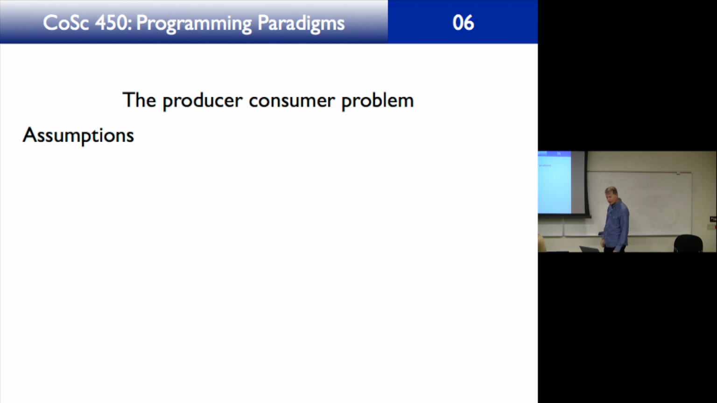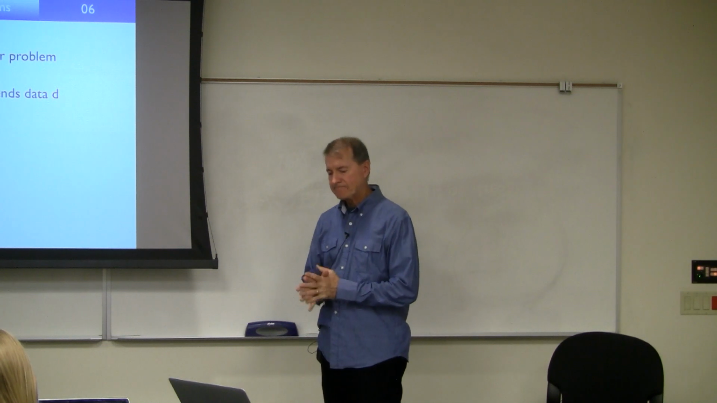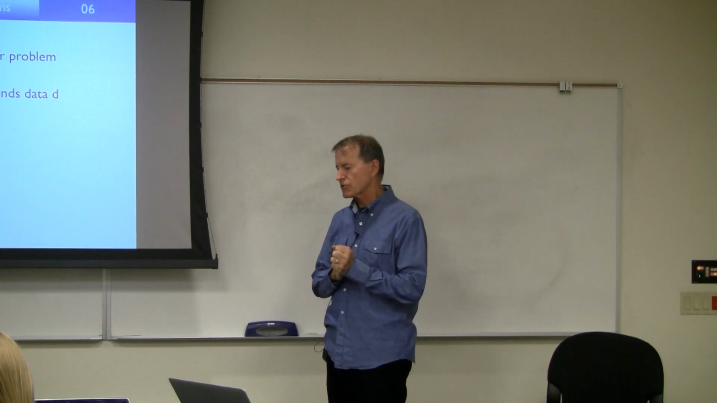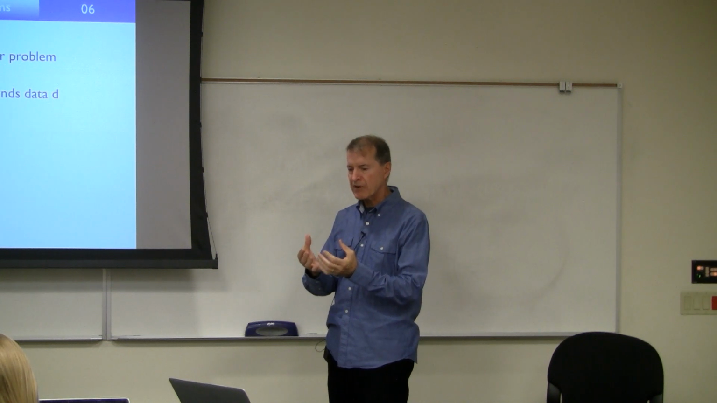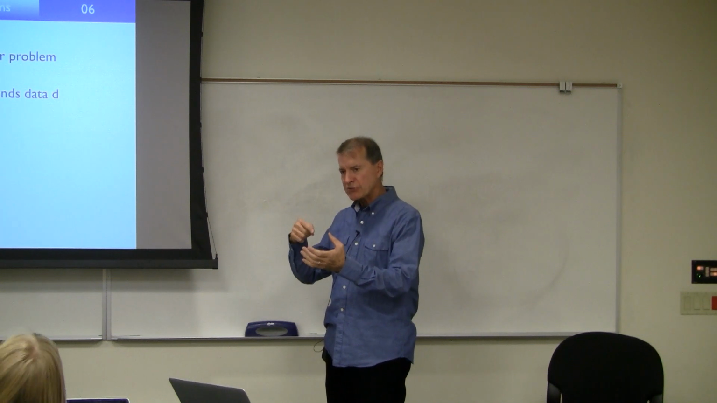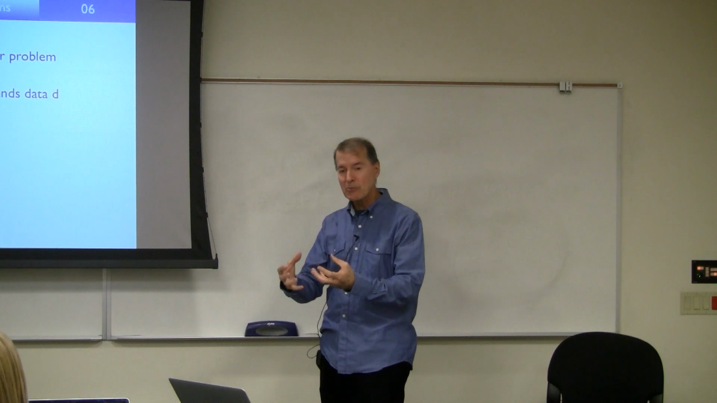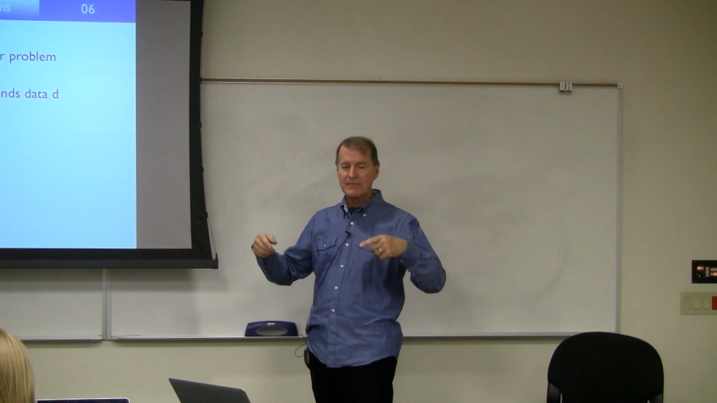Here's another one, and this one is really common. It's called the producer-consumer problem. In a producer-consumer problem, you have some common storage area for the data. The producer is a process that's putting data into the data structure, and the consumer is taking the data out of the data structure. And you want these things to be going on concurrently.